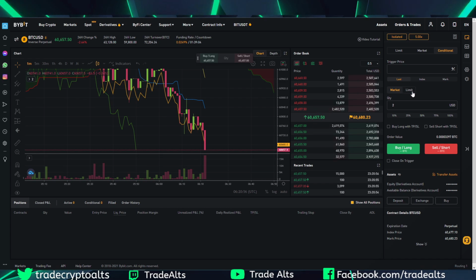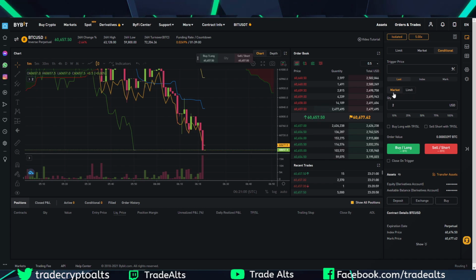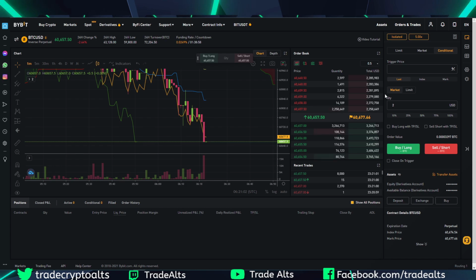I would be very, very careful using a conditional limit order, because if it's hitting your stop loss, if it's hitting your invalidation, you definitely want to be out of that trade, in my opinion. So I always use market. I pay the market fees. It is what it is. It's cost of doing business.